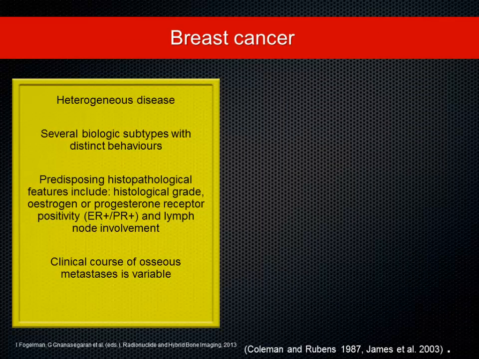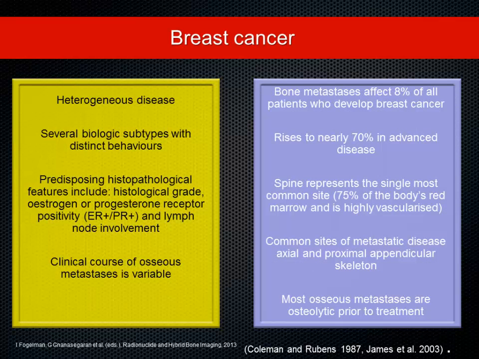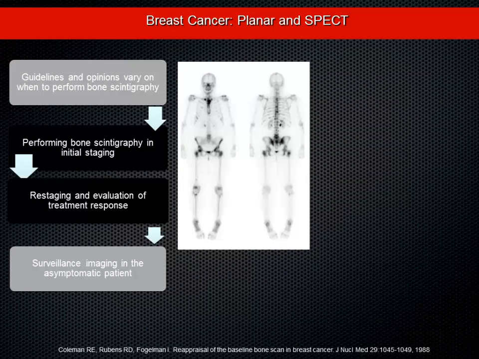Coming to the role of detecting bone metastasis in breast cancer, it's heterogeneous. You have several biological subtypes, and the clinical course is variable. Also, 8% of bone metastasis is seen in patients with breast cancer. And again, as the staging goes, you can see 70% of the patients with advanced cancer will have bone metastasis. And spine is the commonest site. In fact, nearly 30 to 50% of the patients will have bone metastasis in the spine, and half of which will be asymptomatic. And that's why you need adequate screening, adequate diagnosis before you start the management.